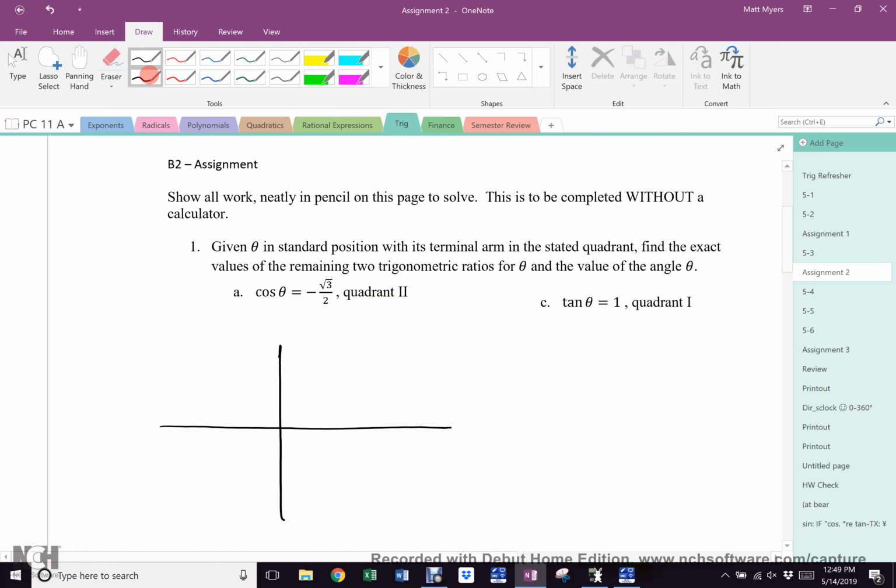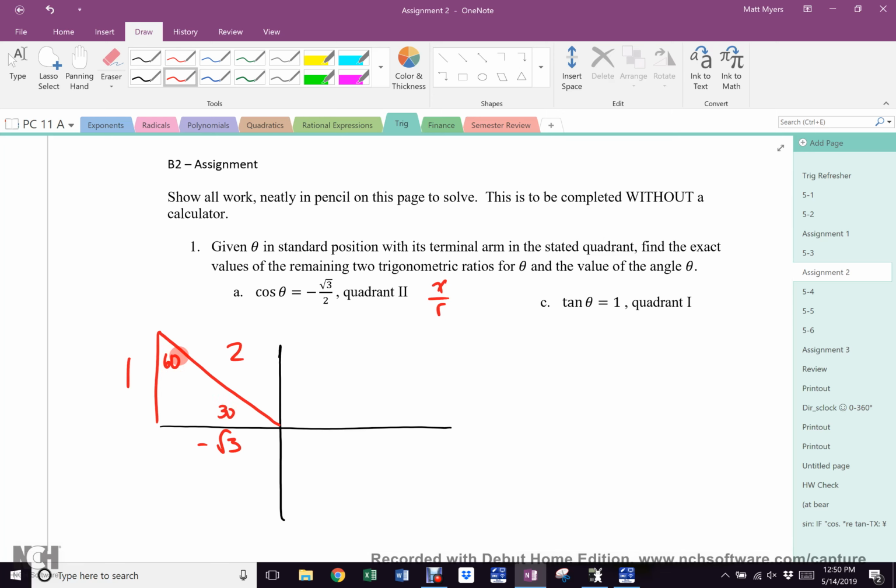Quadrant 2. That means it's out here. Cos is x over r. So there's the 2, there's the negative root 3, which makes that the 1, which makes that 30, which makes that 60. Now, what is the only thing I need?